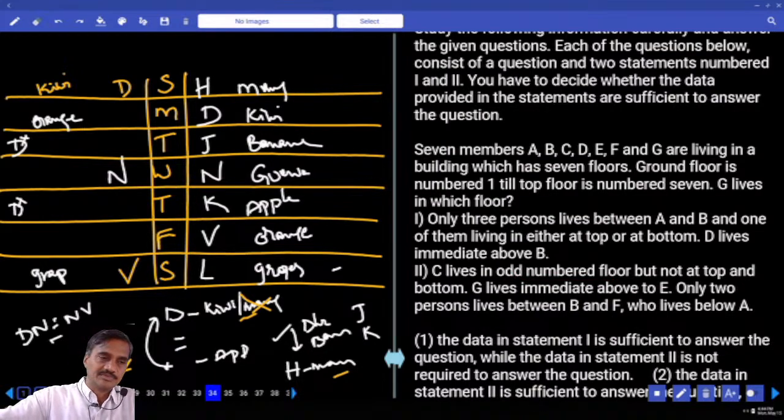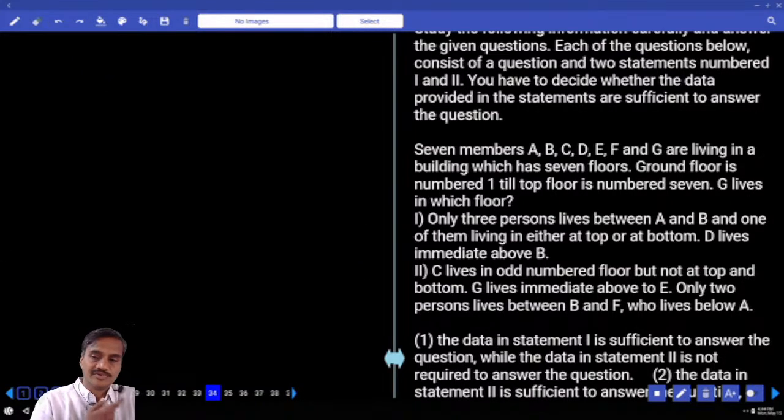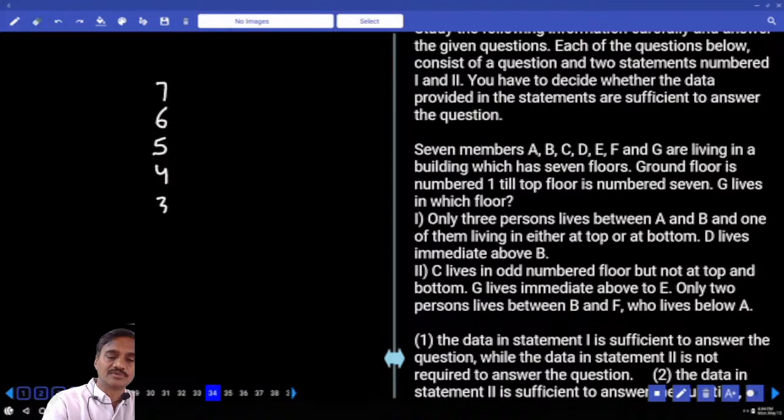There are 7 members, A through G. They are living in a building which has 7 floors. Ground floor is 1, top floor is 7. Now 7, 6, 5, 4, 3, 2. 7 persons on these 7 different floors. Only 3 persons between A and B, one of them living either on the top or on the bottom.